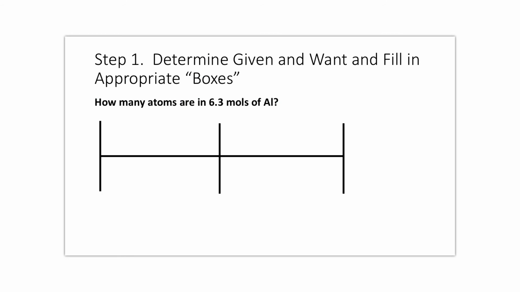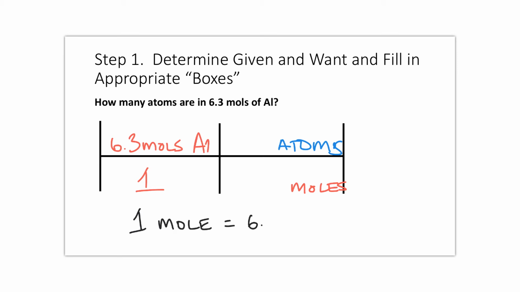Okay, again, we're going to just basically put in the information we know. We need 6.3 moles of Al, and that's over 1. And what are we trying to find? We're trying to find moles. Or we're not trying to find moles, I'm sorry. We're trying to find atoms. So that's on the top here. And now, again, we know which one we're going to use. It's 1 mole equals 6.02 times 10 to the 23rd atoms. So now we just got to fill it in when we get to the next slide.